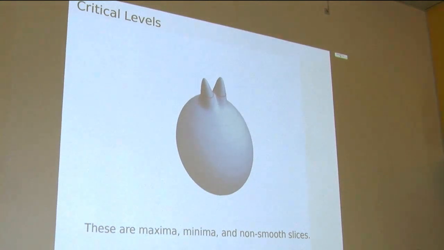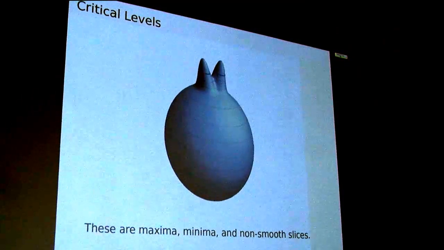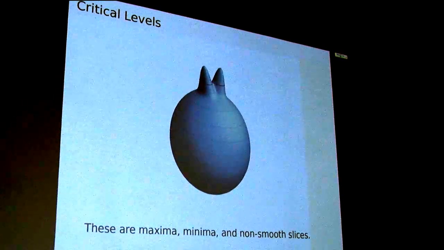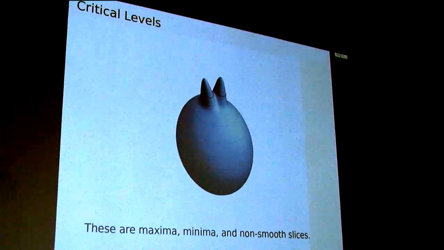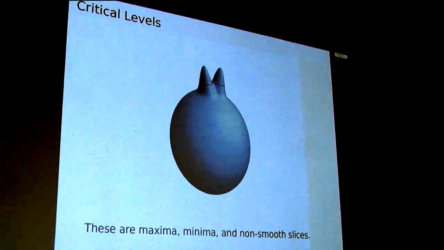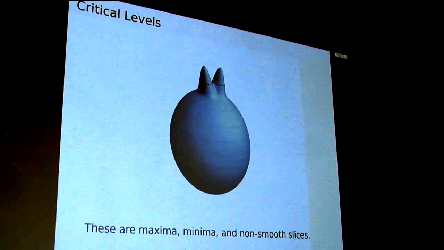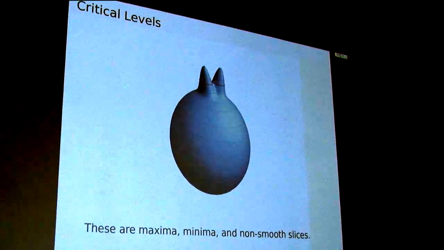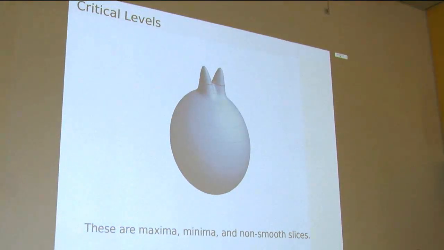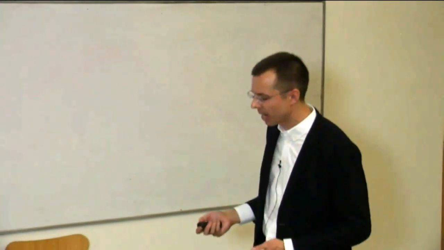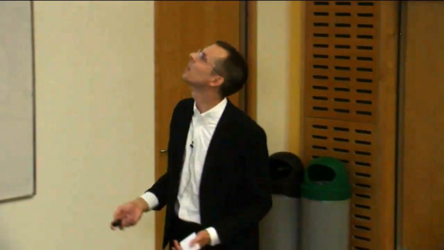Okay, so these are critical levels. They come either from the maxima, or from the minima, which I forgot to show, or from these non-smooth slices. Do you see the non-smooth slice happens at the pass between 2 mountains? Do you see what I mean? This is like a mountain pass. You can go up over there, but there are 2 peaks to either side of you. If you've taught or experienced multivariable calculus, these are called saddle points, or mountain passes.